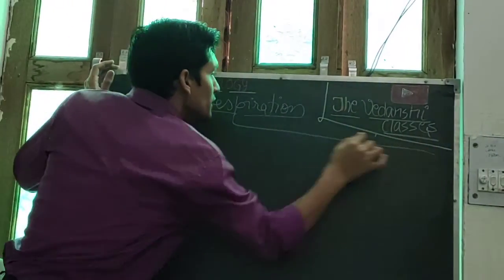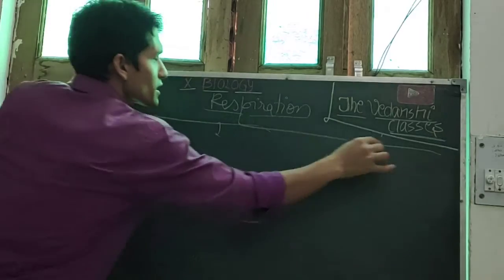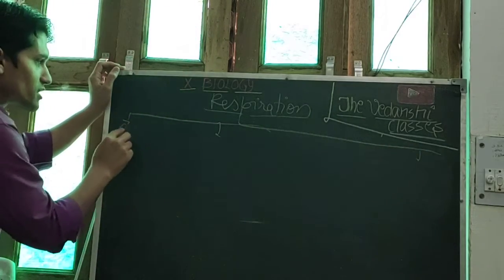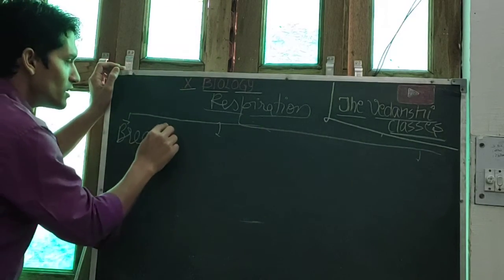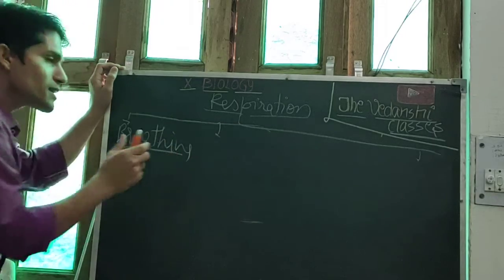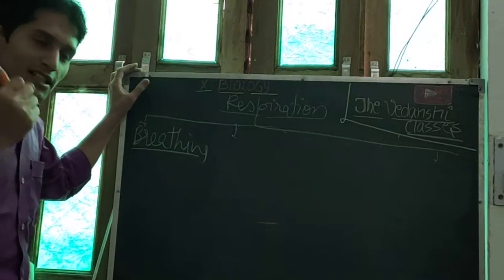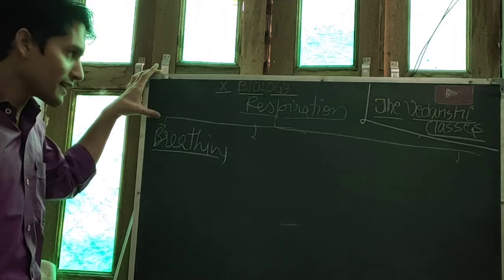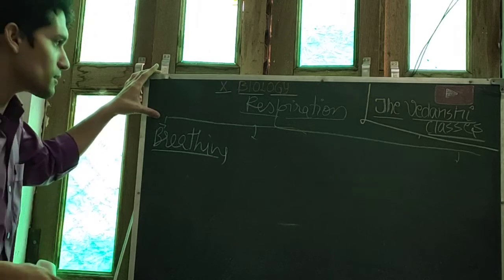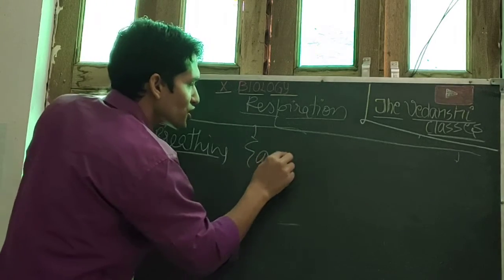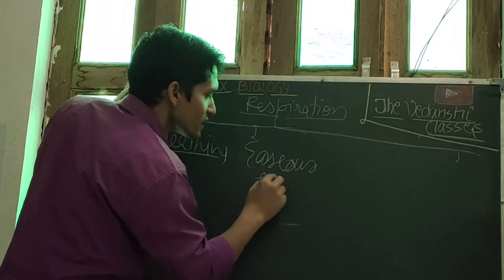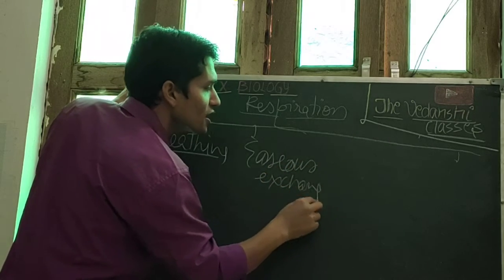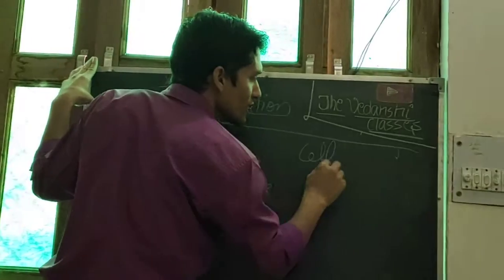Once again, respiration takes place in three main steps. First is breathing. Breathing is the process of air going in and out of the lungs. Second is gaseous exchange. And third is cellular respiration.